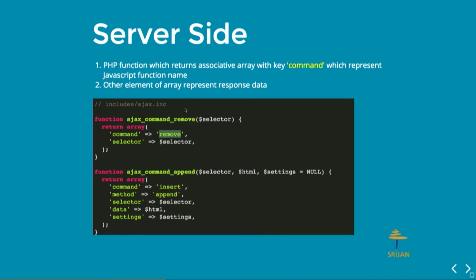Here these are 2 Ajax commands which are inside the includes ajax.inc file: ajax_command_remove and ajax_command_append. You can see that both of these commands are just simple functions that return an associative array, and each array should have at least the key called command, which represents the name of the function inside the Drupal.ajax.prototype.commands namespace. Drupal ships with a few predefined commands, but you can also make your own command. So the server will respond with an array of commands, and each has the command key, which represents the name of the function, and the data which is going to be passed to that function.